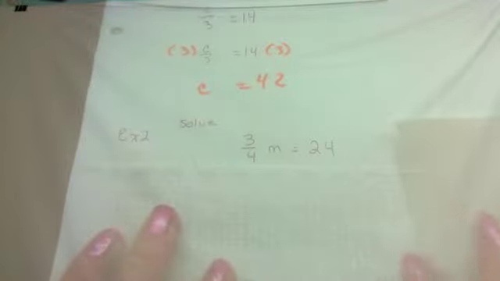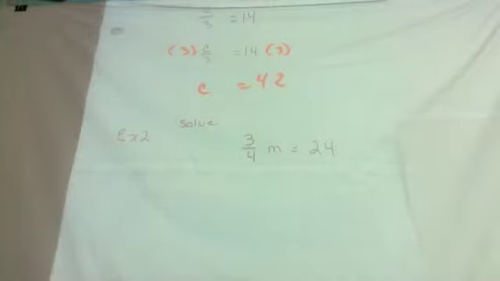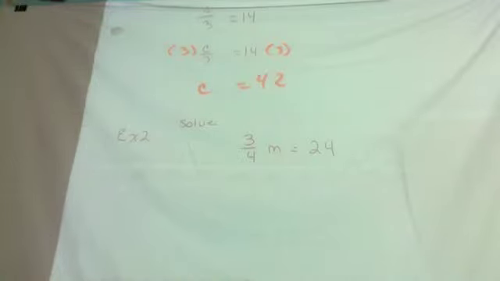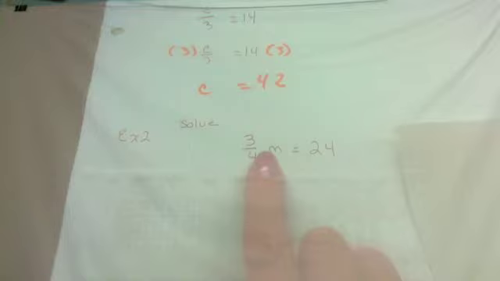They're asking us to solve. We have 3/4 m is equal to 24. So it's kind of like saying m is being multiplied by 3 and m is being divided by 4, because 4 is in the denominator. Things in the denominator divide, things in the numerator multiply.